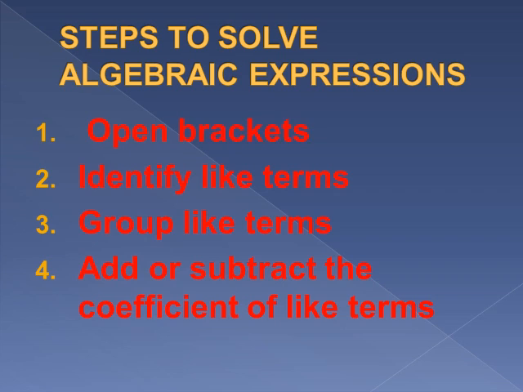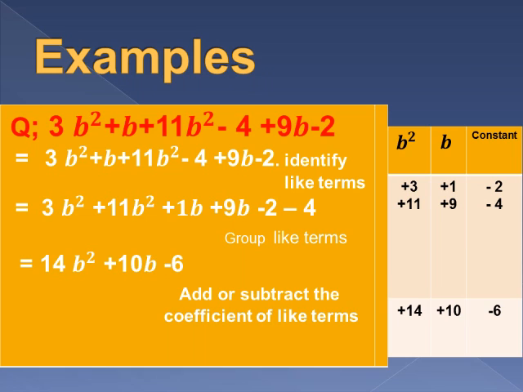Here are the steps to solve an algebraic expression. First step, we will open the bracket, and in the second step we will identify like terms. In the third, group the like terms, and in the last we will add or subtract the coefficients of the like terms. Here some questions are given. First question: 3b square plus b plus 11b square minus 4 plus 9b minus 2.